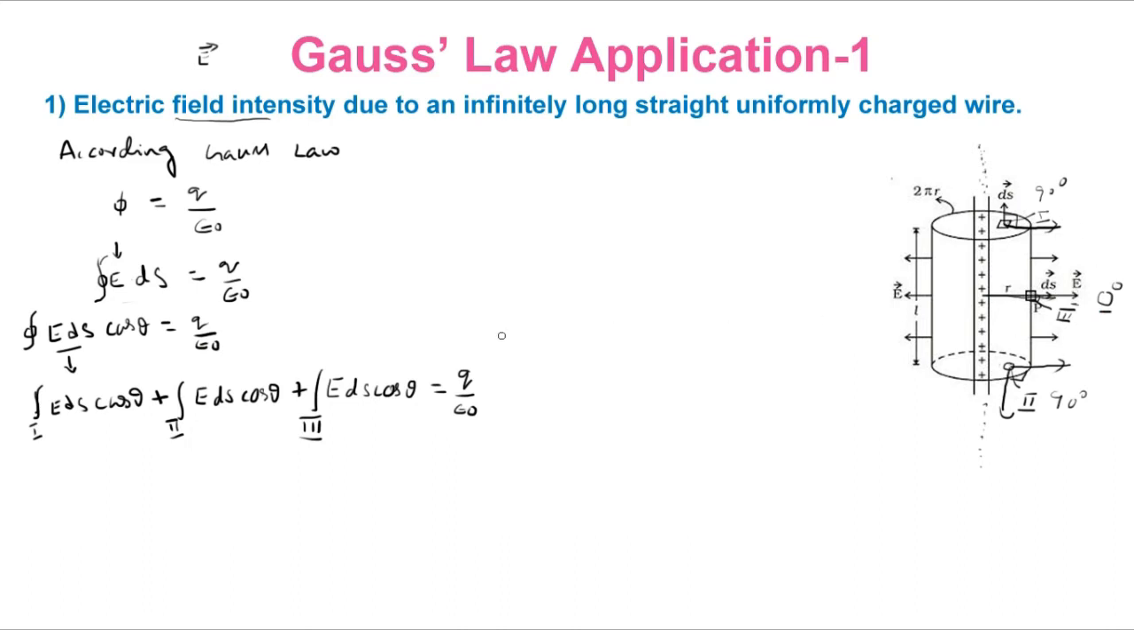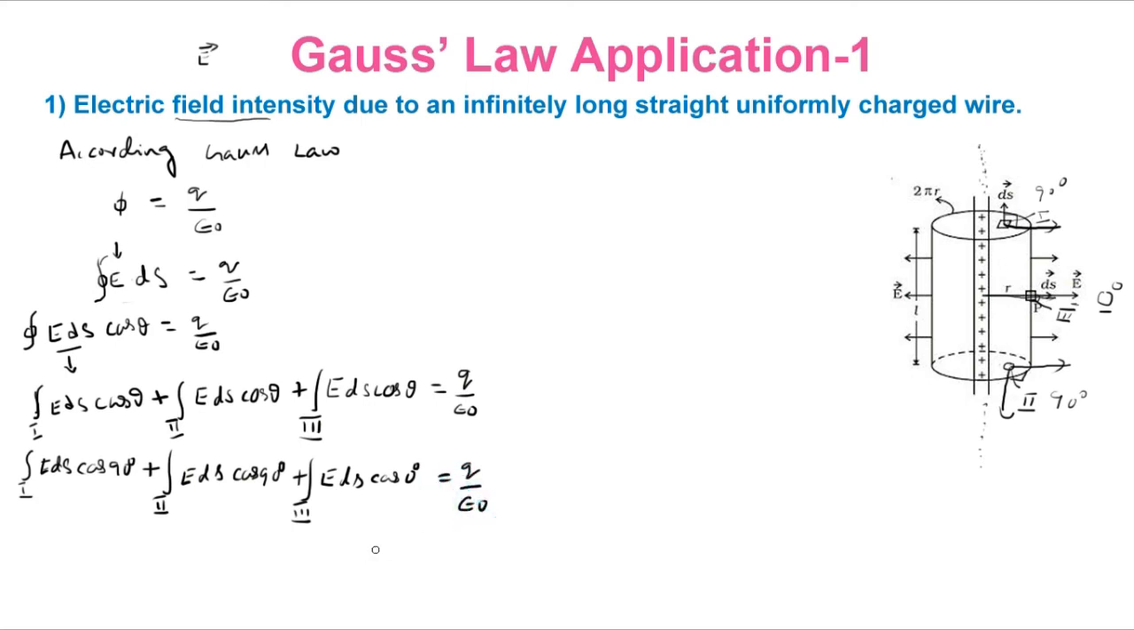All 3 angles you substitute in this equation, and it will get simplified. So for example, the first part is E into ds cos 90, plus the second part, E into ds, that is also cos 90, plus the third part, E into ds cos 0 degree, is equal to Q by epsilon naught.